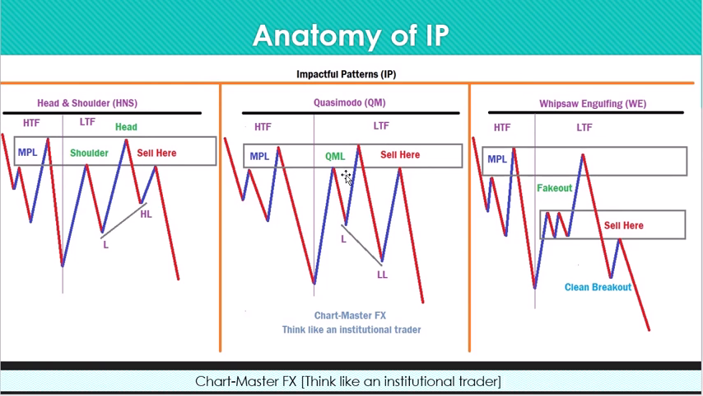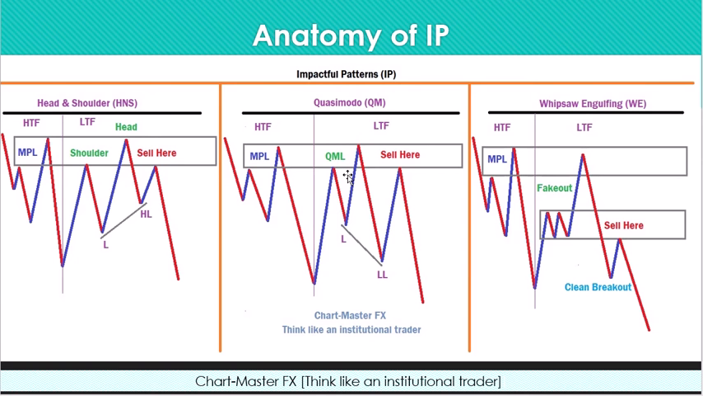Then once the price comes to that zone, you wait for an impactful pattern. In this case, you wait for the formulation of the Quasimodo in that zone of the MPL. Then you can place your trade.